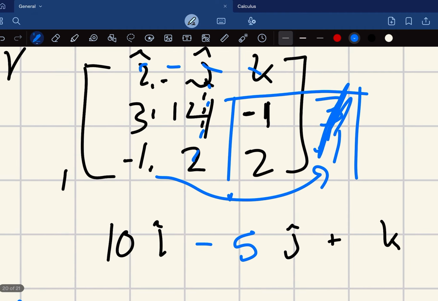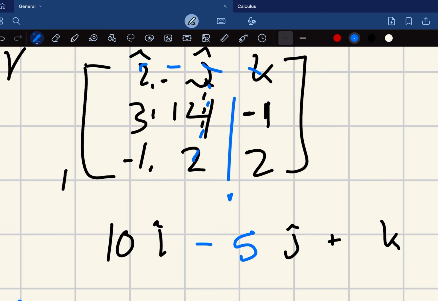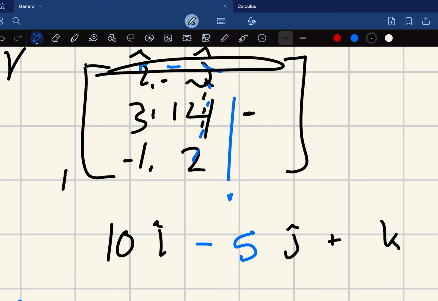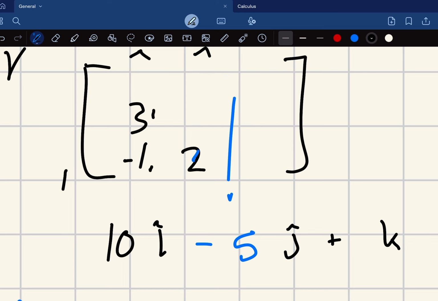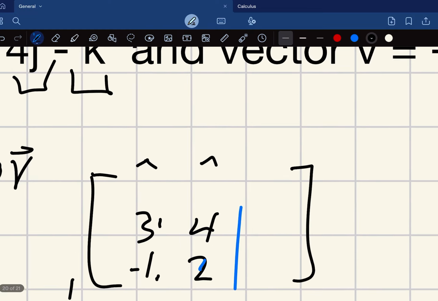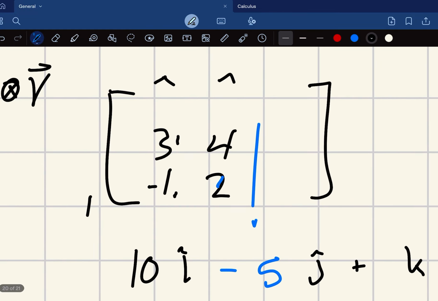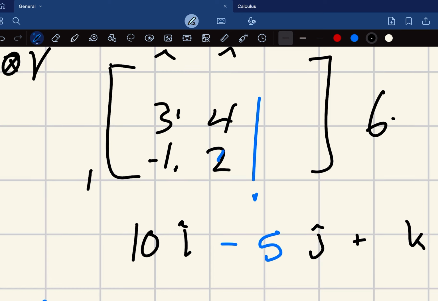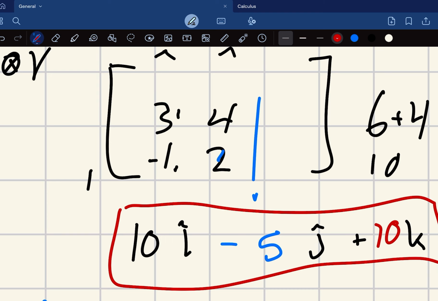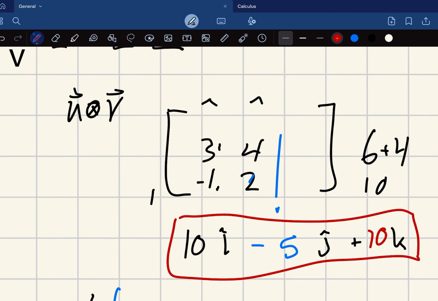And now for our k component, we can go back to our original matrix, and by crossing out everything that is not k, we just get this. We get our constant for k. This is supposed to be 4. I don't know why that went away. We get 3 times 2, which is 6, minus negative 1 times 4, which is 4. So this is 10. So our k is 10. This is the answer for our vector u cross v.